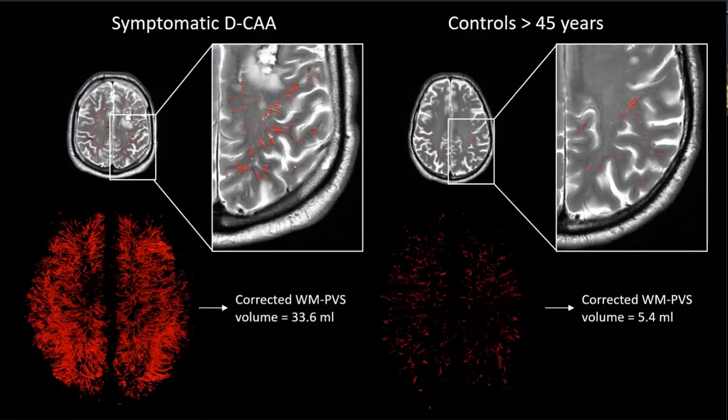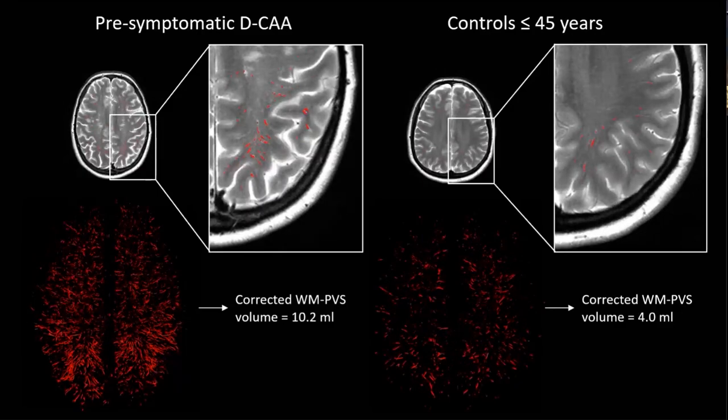So this slide shows you an example of this perivascular space segmentation. On the left, you see an example symptomatic CAA patient, and on the right, you see a matched control. And you can see when we zoom in, you see more perivascular spaces in the symptomatic case. The bottom image also shows a rendered image for the whole brain. So you can see that this is not only the case at the level of the centrum semiovale, but actually throughout the entire brain.